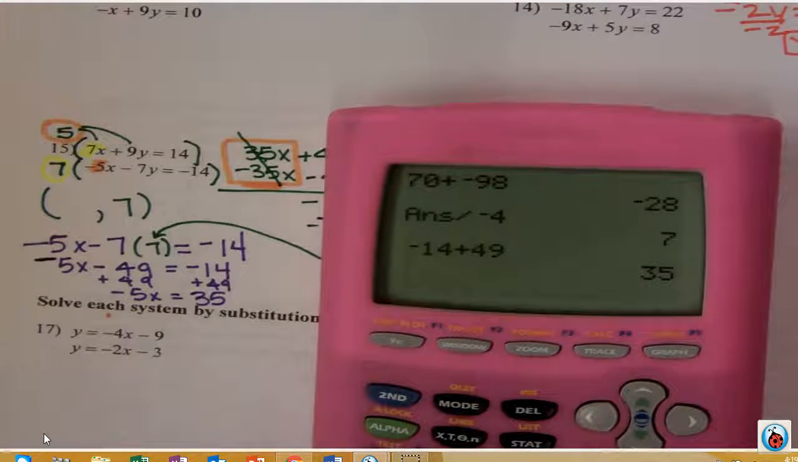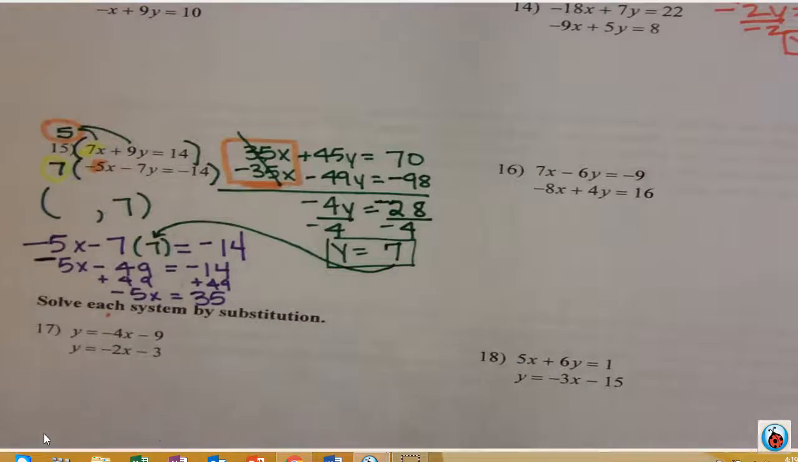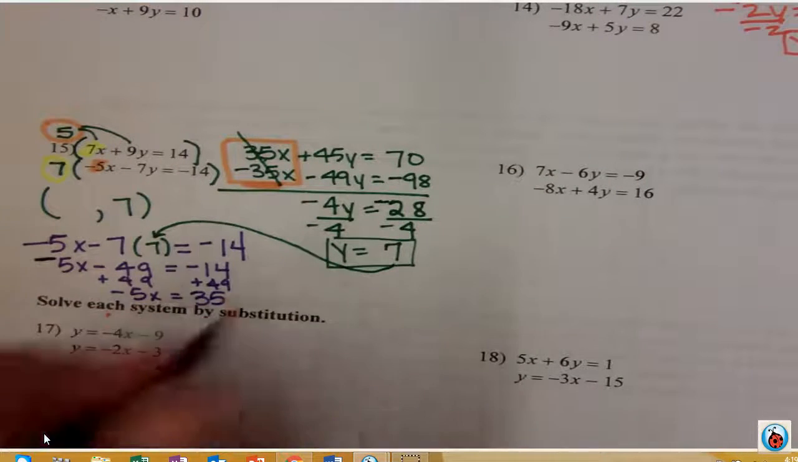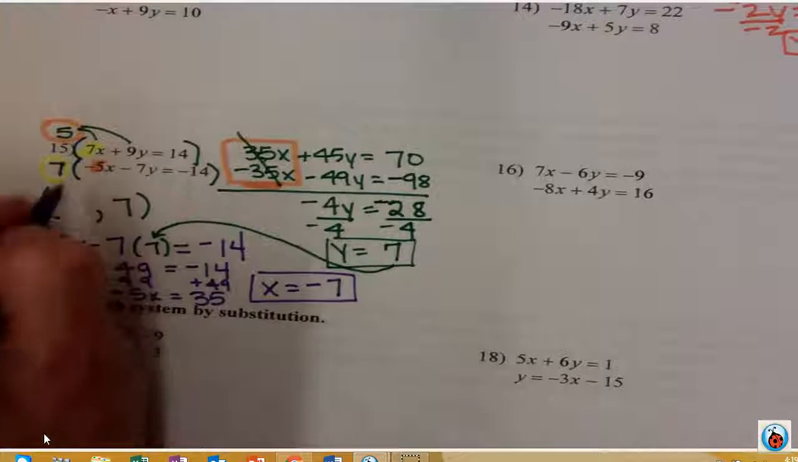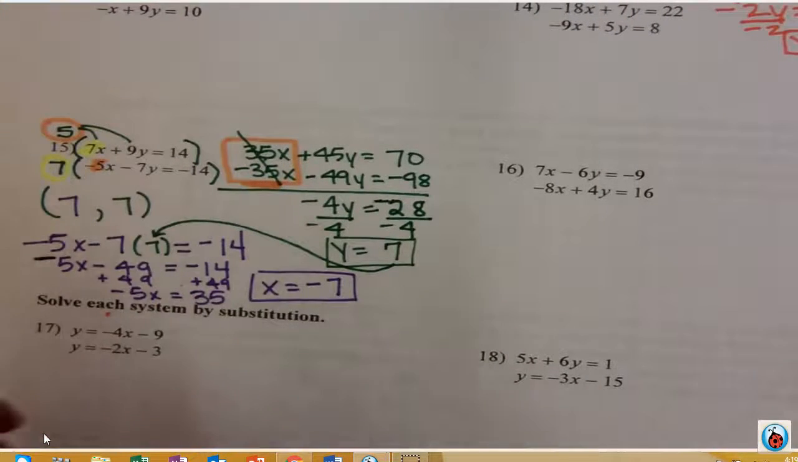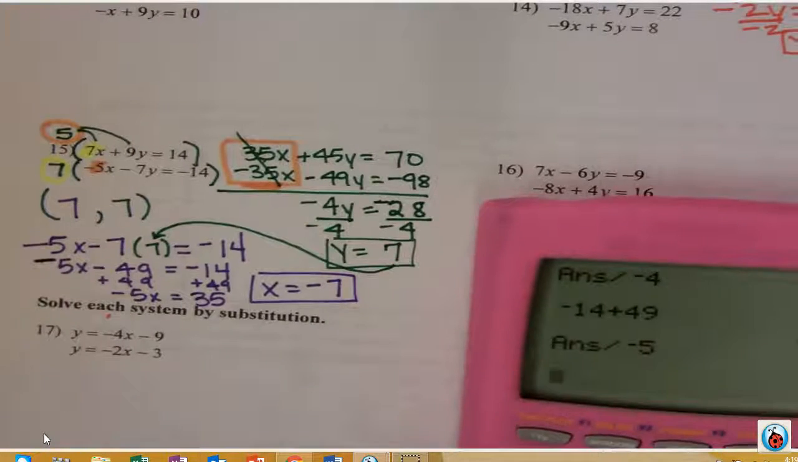Divide both sides by negative 5, and I get negative 7. Oh, x equals negative 7. Alright, so here you go, guys. Now, not once have I checked my work other than to look. So let's check my answers.